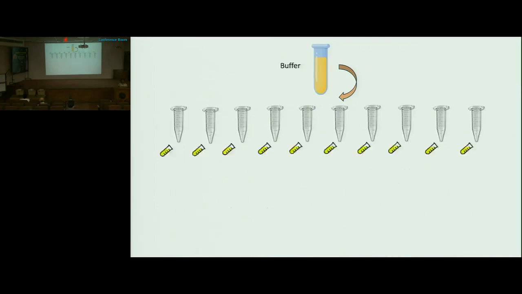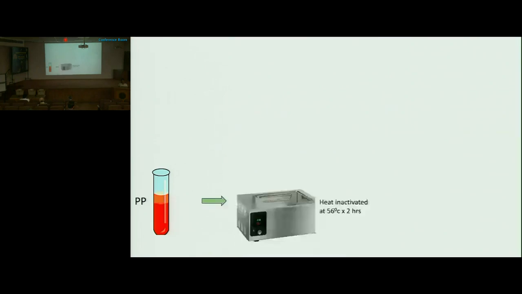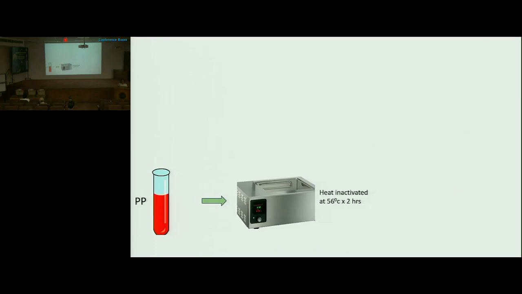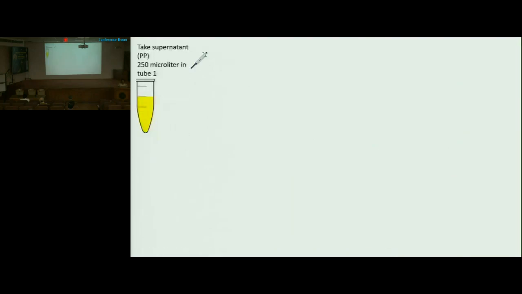So first take buffer in 10 aliquots, and now we have taken the buffer in 10 aliquots. The next thing is we have to deactivate the factor 8 present in the patient plasma, which is heat inactivated at 56 degrees Celsius, and then the sample is centrifuged. Then serial dilutions of the patient plasma are made, because we want to know at which concentration of this inhibitor the factor 8 activity is reduced.